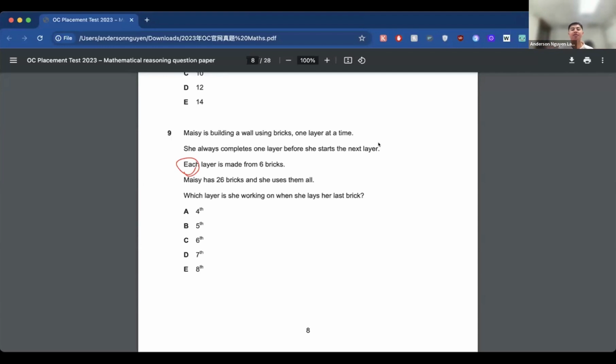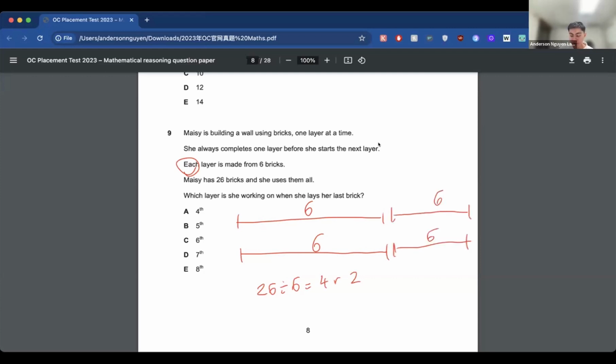And each layer has to have 6 bricks. All right. So you have 6 in 1 layer, then you have another 6, and so on. And then they want to see how many layers can I get if I have 26 bricks. So that means we're going to divide 26 by 6, since each layer needs 6, and we'll get how many layers from there. 26 divided by 6 is 4, remainder 2. So you get 4 complete layers, and 2 remaining.